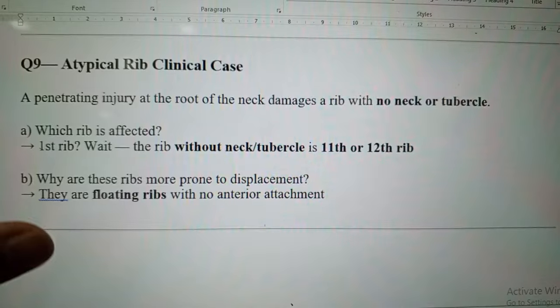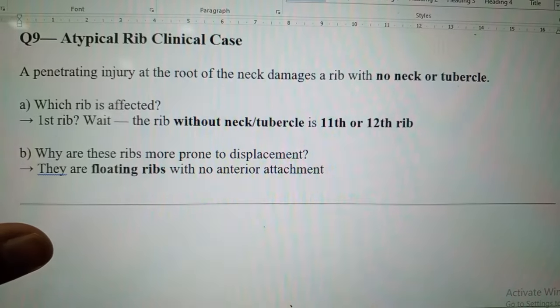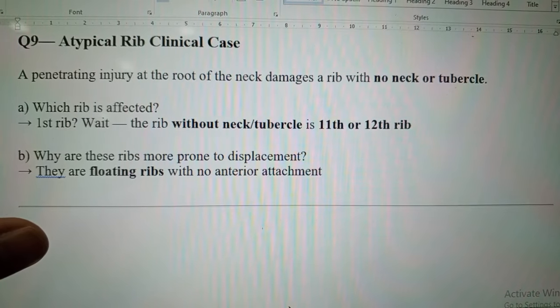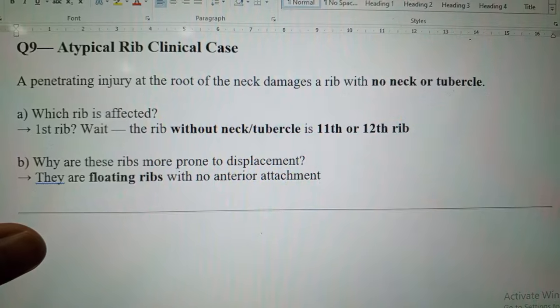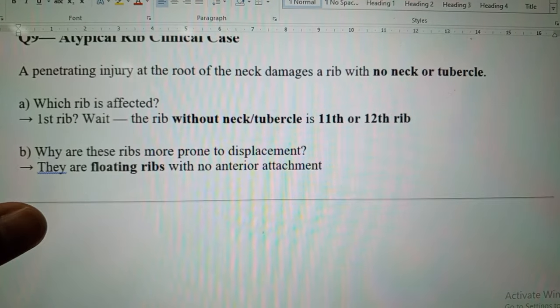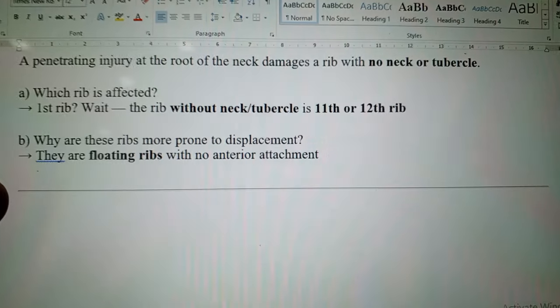Penetrating injury at the root of the neck damages a rib with no neck or tubercle. Which rib is affected? First rib. The rib without neck or tubercle is the 11th or 12th rib. This question can be asked to you in any way. Why are these ribs more prone to displacement? They are floating ribs with no anterior attachment.